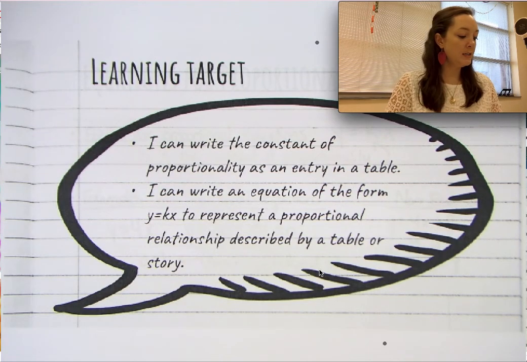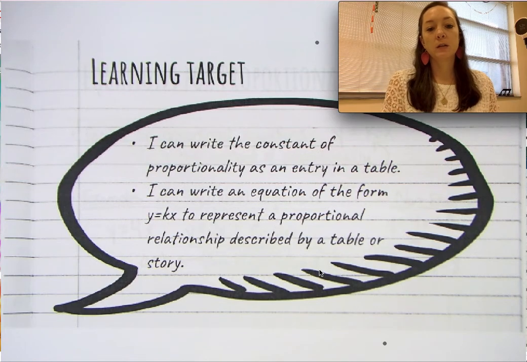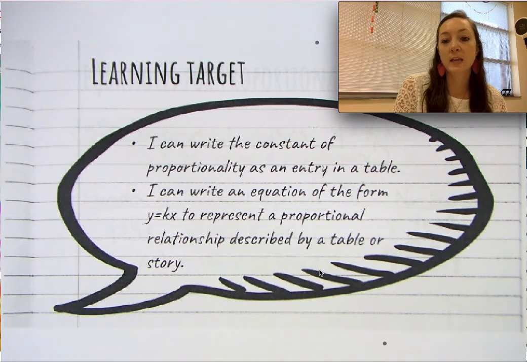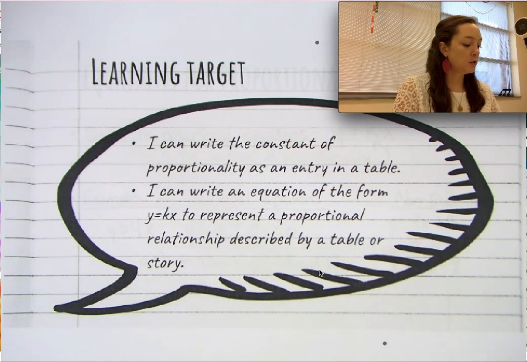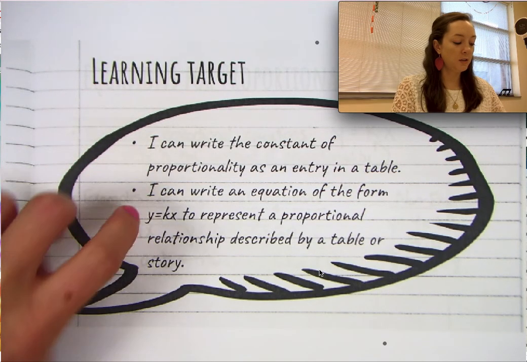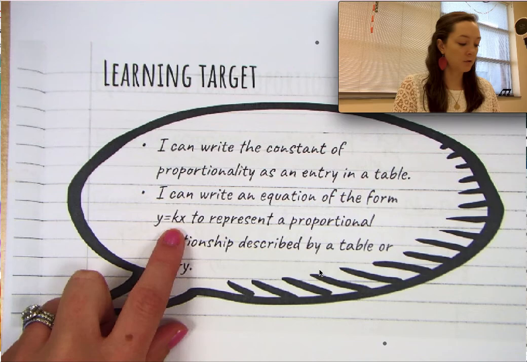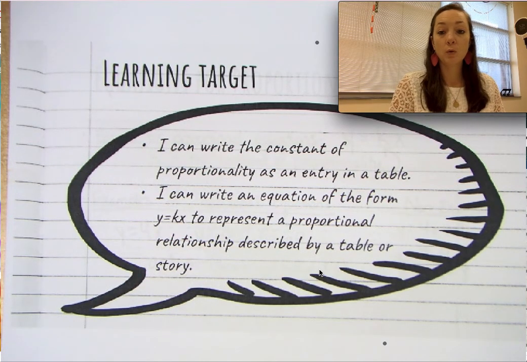Welcome back, everyone. So today what we're going to do is talk about constant of proportionality in tables and equations. We're going to make sure we can write the constant of proportionality as an entry in a table. And we're going to write an equation in the form of y equals kx to represent a proportional relationship described by a table or a story.